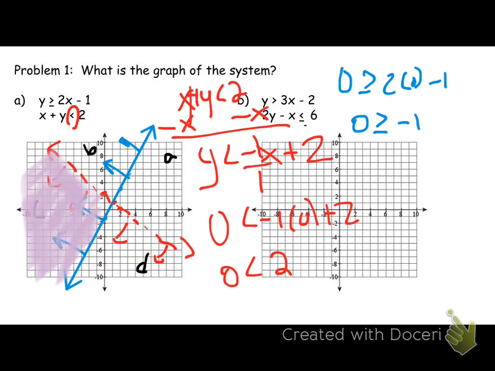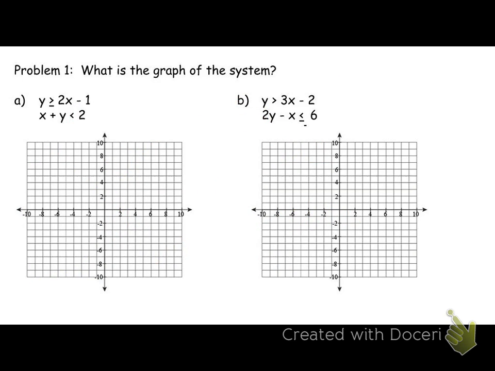Any point that's here in purple is a solution. Let's do our second example. Y is greater than 3x minus 2. Kevin, how do we graph that? Put your point on -2. Yes, sir. And go up 3, over 1.